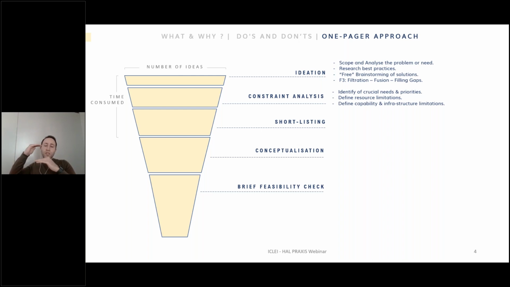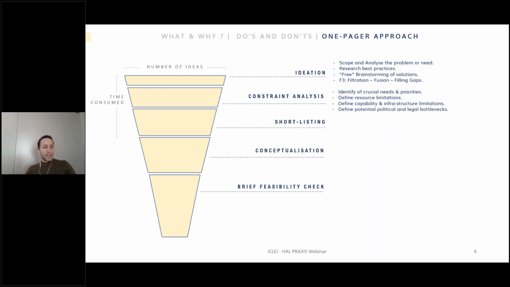And by thinking sequentially, you are very efficient and very effective, because if there's a gap here, if you cannot, let's say, define the needs and priorities or the resources, there's no need to go to conceptualization or pre-feasibility check, because you already have a big gap. So if you can't answer this question, don't bother asking other questions.